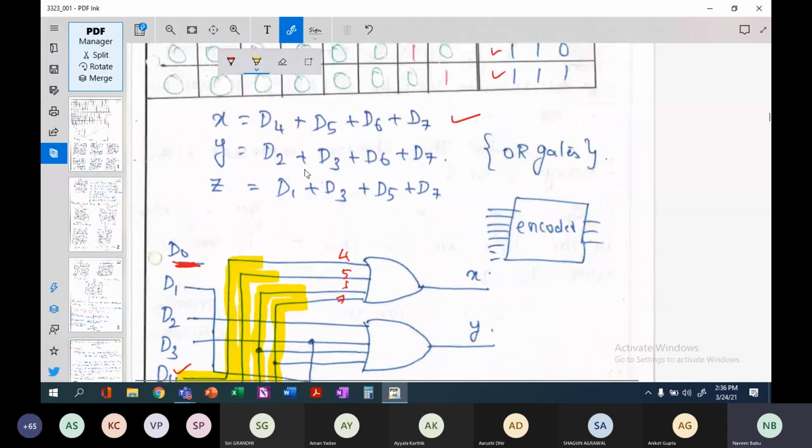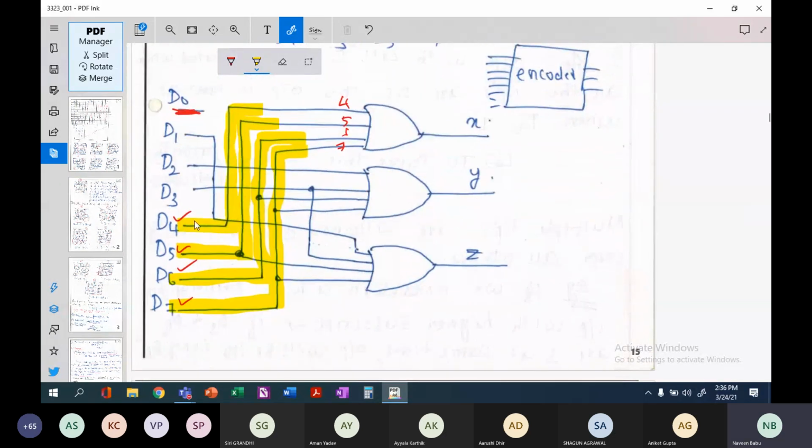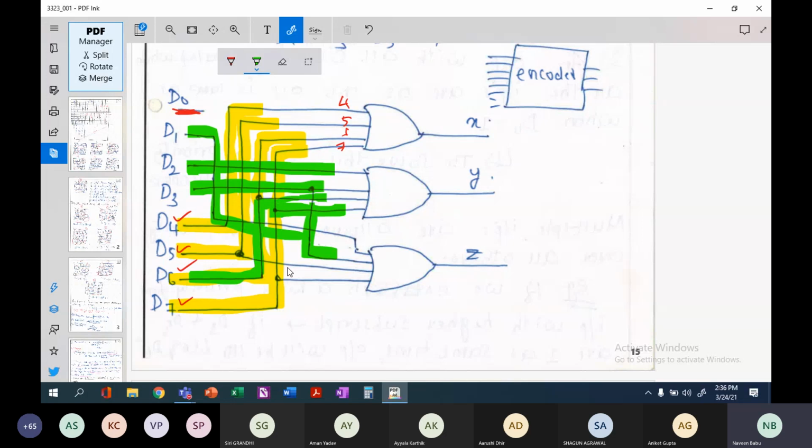Similarly, Y corresponds to 2, 3, 6, 7. So Y corresponds to 2 here, 3, 6, and 7. And the last one corresponds to 1, 3, 5, 7. So 1 here, 3 here, 5 and 7. This is how the internal circuit looks. Please see the number of input lines: we need a 4 input OR gate. All these can be implemented using OR gates.